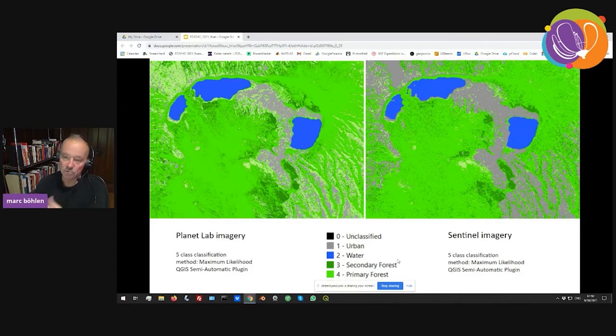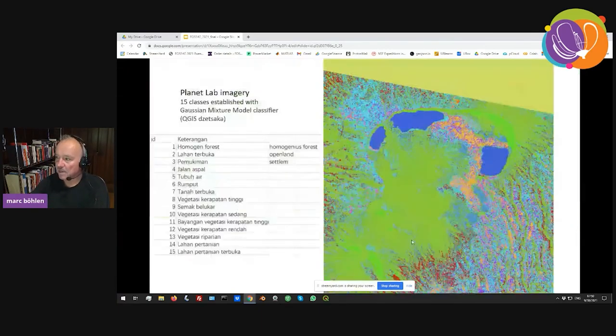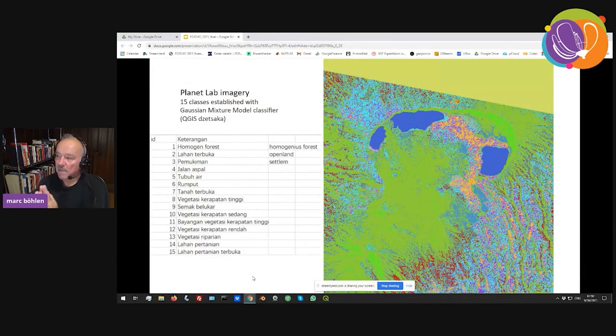Also, because we're working with a resource-constrained environment, the Indonesian Institute does not have the kind of money to get this Planet Lab data. So it's important for us to be able to establish this. Anyway, next, our experiment was to expand from five classes to 15. And at first, we were very excited because this worked quite easily.